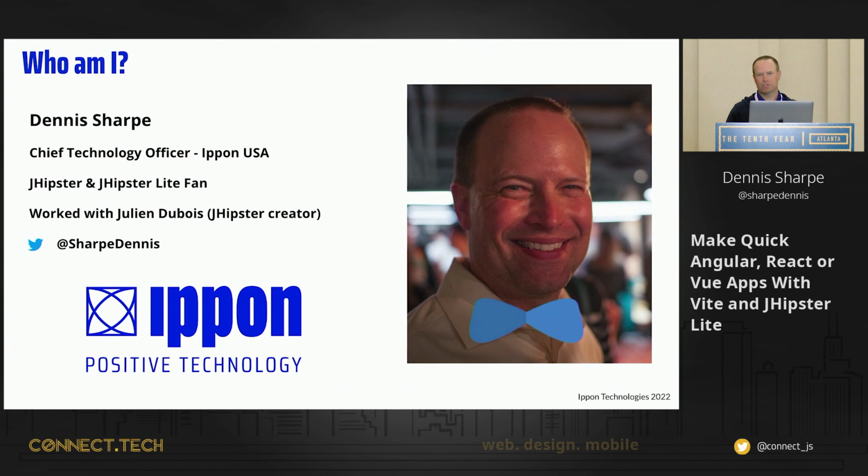The original JHipster, which has been around 8, 9, 10 years now, was originally created by a fellow named Julien Dubois, who used to work with us, and now he works for Microsoft. But of course, it's open source, and there are a lot of contributors nowadays.